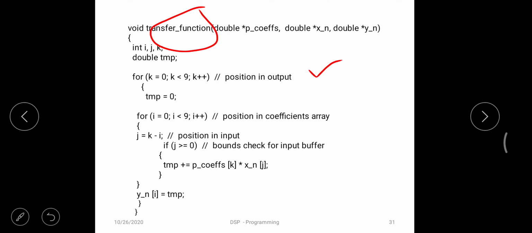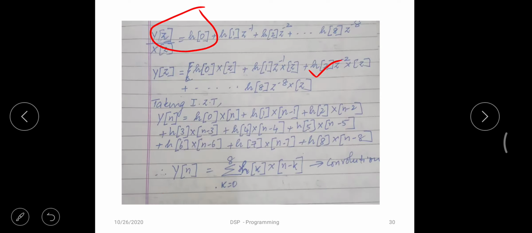Then i will become 1, so it will be executed in a similar way till the condition fails. Then further k will be incremented by 1. So whenever k is equal to 1, once again I have to take i is equal to 0, and so on.